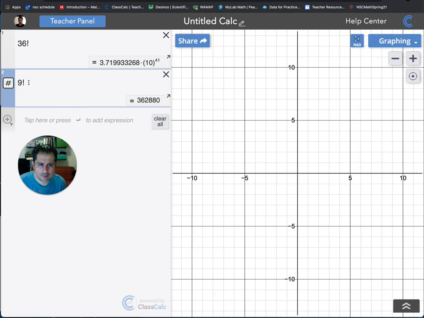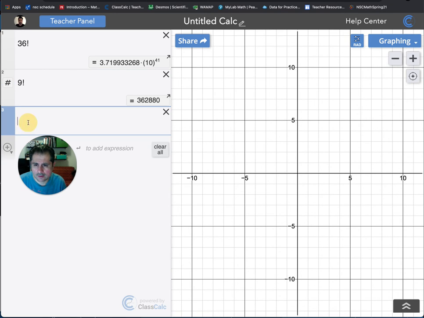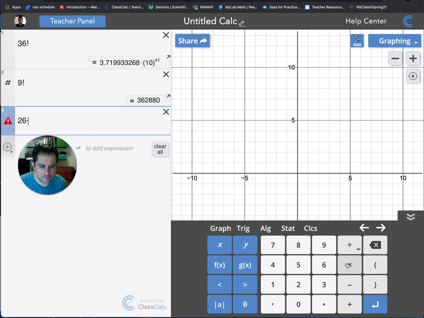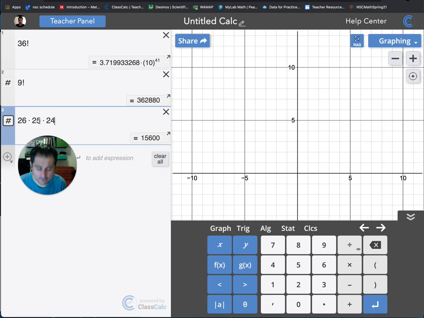So let me just type here. I'm going to find out what that is. Of course, 26. I can do the times with the little asterisk button on the calculator. If you don't see it, the keyboard got hidden, but if you click in here, you get the keyboard for the multiplication. But if I don't want to use that button, you can just use the asterisk on the computer keyboard. So 26 times 25 times 24. So 15,600.